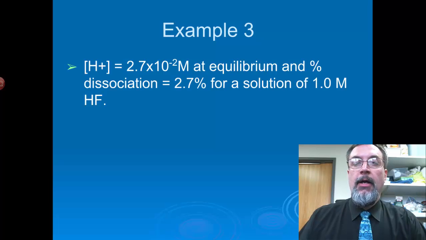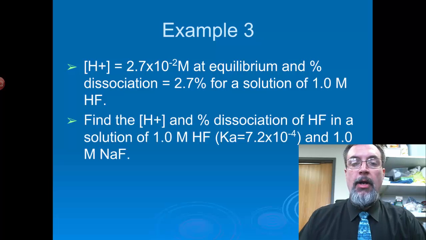Now, here I have the concentration of hydrogen ions at equilibrium as 2.7 times 10 to the minus 2 molar, and the percent dissociation is 2.7% for a 1 molar concentration of HF. I want to know what happens if I put this same 1 molar HF into a solution that already contains 1 molar sodium fluoride. That's what I want to do, figure out what happens to the H+ concentration. How does the common ion, fluoride ion, affect the concentration?